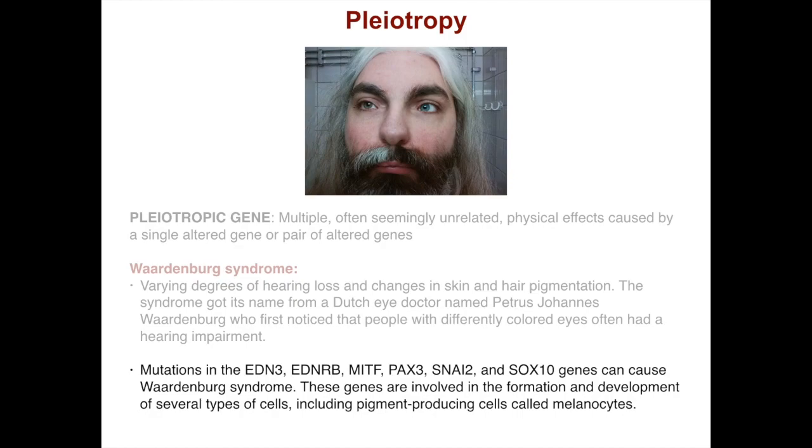Mutations in multiple genes can cause this syndrome. These genes are involved in the formation and development of several types of cells, including pigment-producing cells called melanocytes. Traits can also be polygenic. So this is the production of a single trait due to the effect of multiple genes.